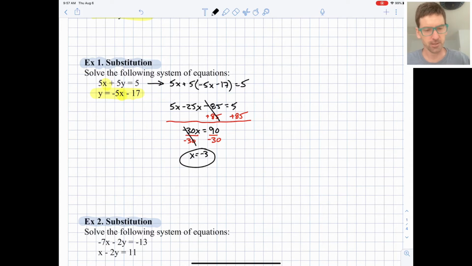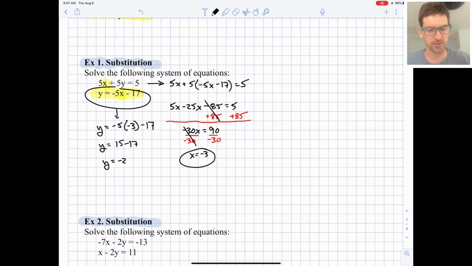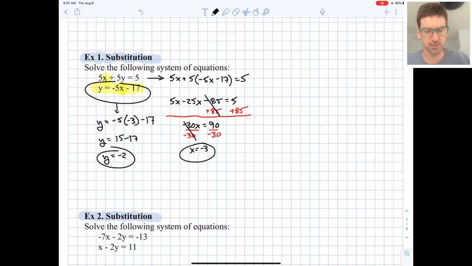So let's do that. We're going to turn this equation into y equals negative 5, and instead of x, we're going to plug in our negative 3 and then still minus 17. y equals 15 minus 17, so y equals negative 2. So we've solved our system. I think it's best practice, though, to write your answer as an ordered pair. So negative 3 comma negative 2. That's the actual point where those two lines would intersect on a graph.